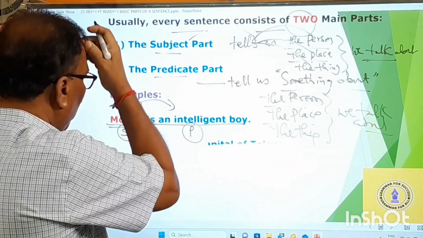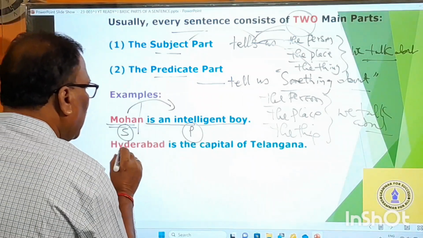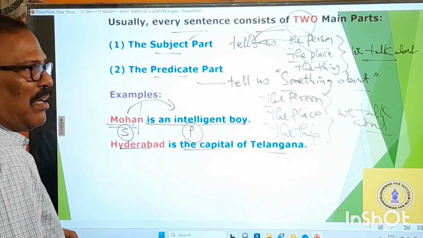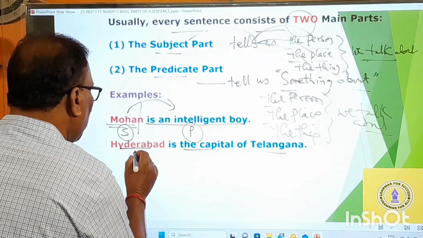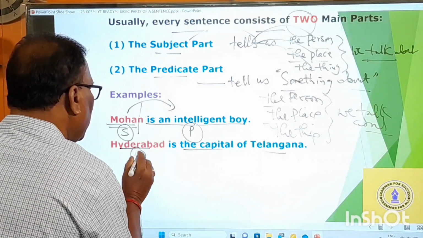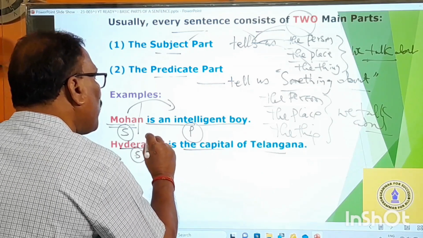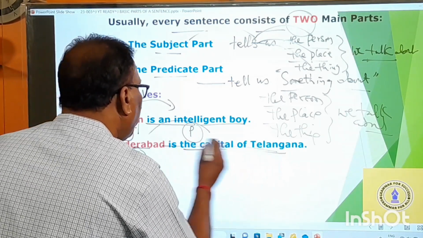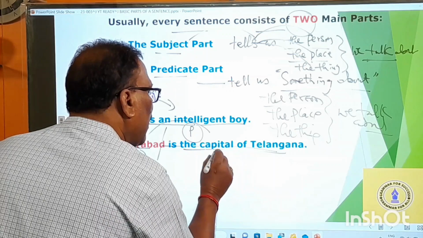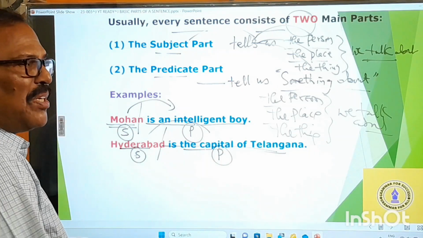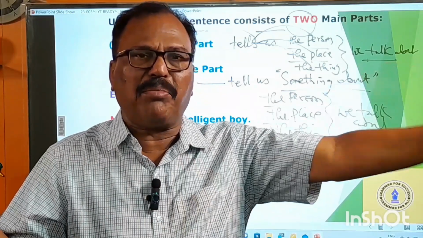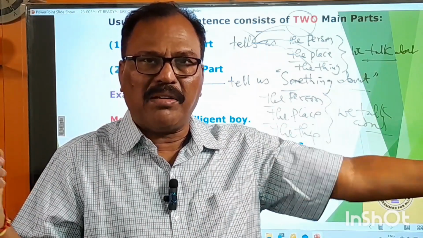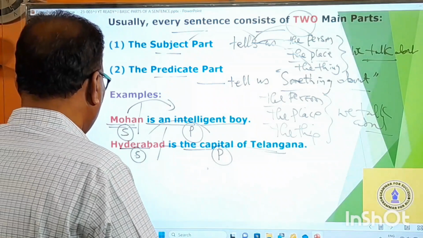Okay, and here you go to the next example. Hyderabad is the capital of Telangana. What are we talking about in this sentence? We are talking about this Hyderabad, that's the place. And this is the subject part. What is said about this subject part, is the capital of Telangana, is the predicate part. Whatever is said about the subject part is called the predicate part. Okay, right. And here you pay attention.